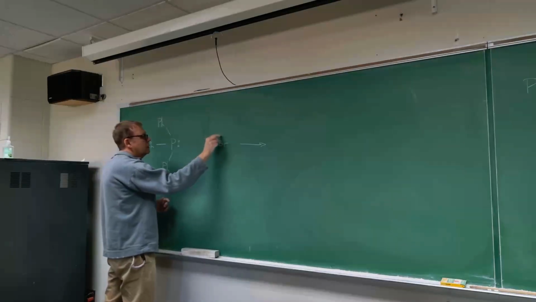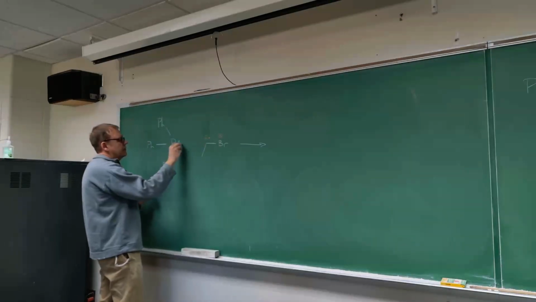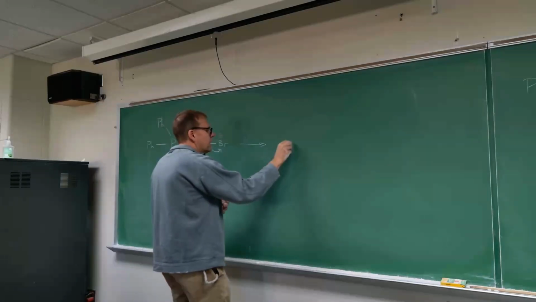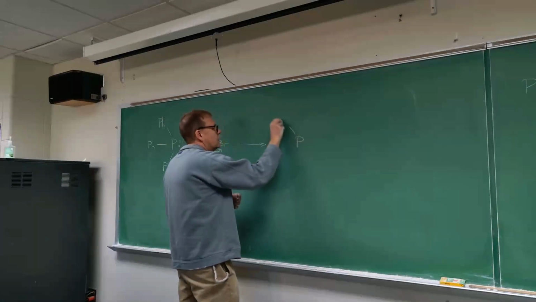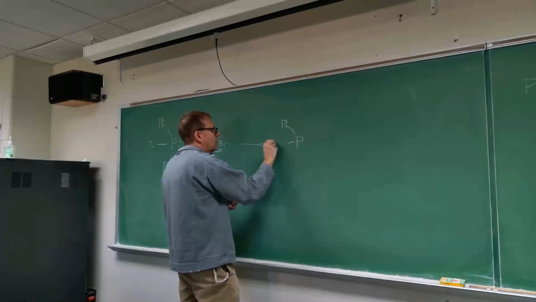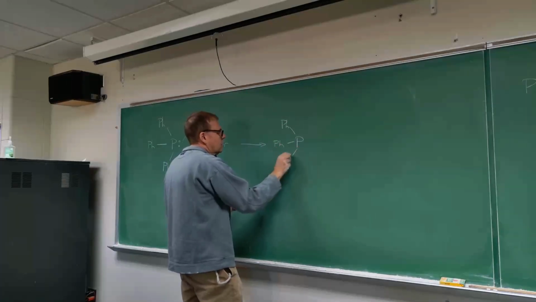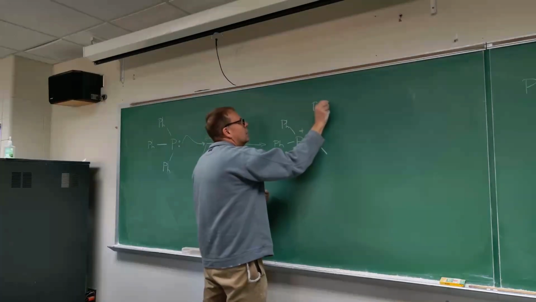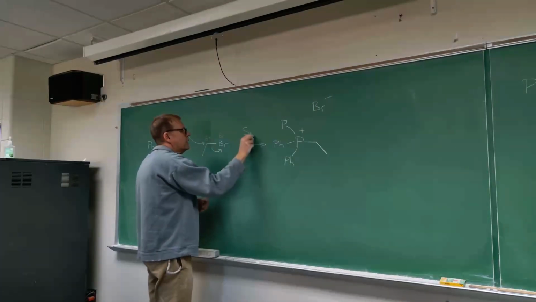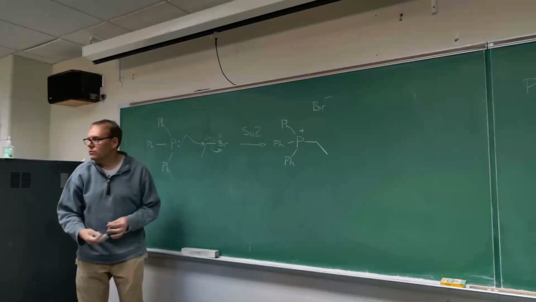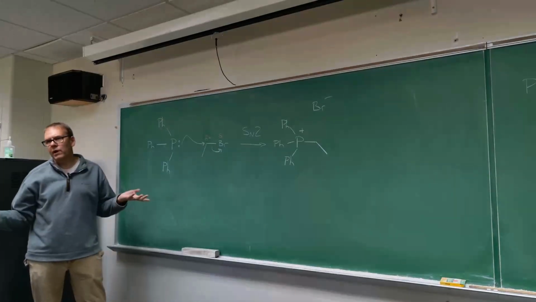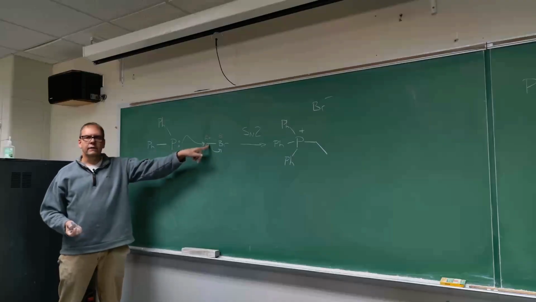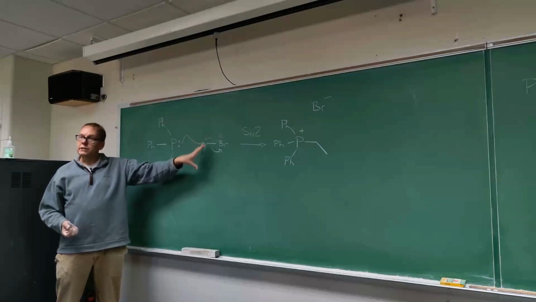where the phosphorus comes in, attacks backside, bromide gets bumped out, and then you get a phosphonium salt where you've got that. So this is just an SN2 substitution reaction like you're used to seeing from last semester. Hopefully you remember SN2. It's nucleophile attacks alkyl halide. Things we're going to talk about next time.